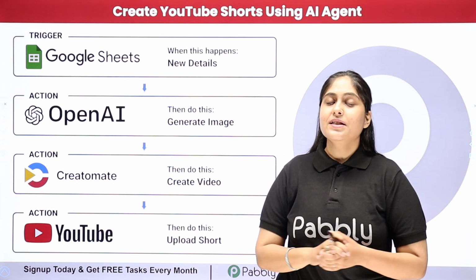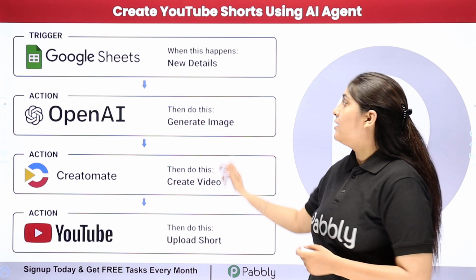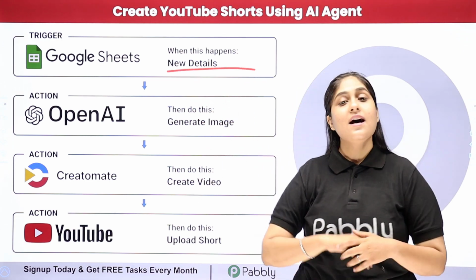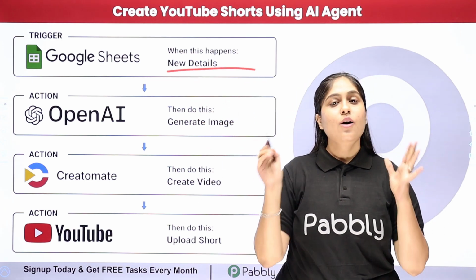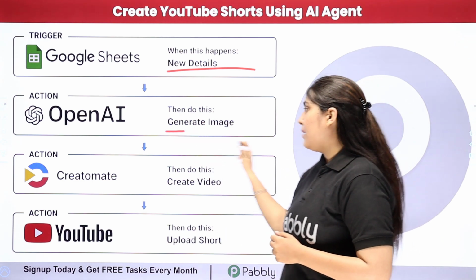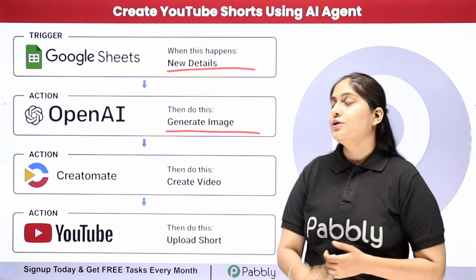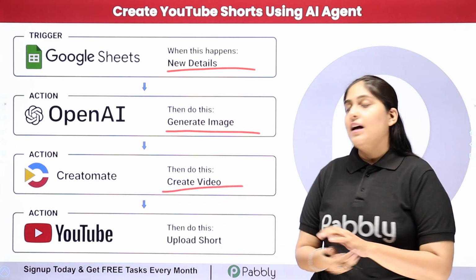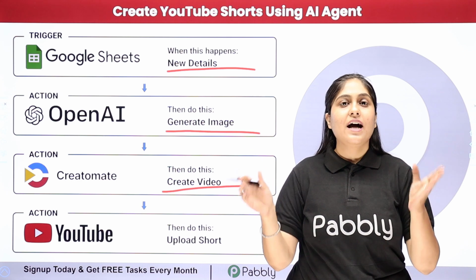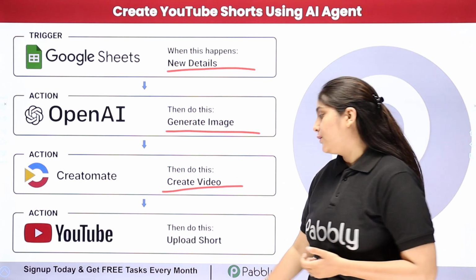As a content creator, my objective is that whenever I add a new detail in my Google Sheets, then automatically using the details, OpenAI should generate the background image. And after generating the image, automatically using a template, a new video should be created using Creatomate. And after creating the video, automatically that should be shared as a new short on my YouTube channel.